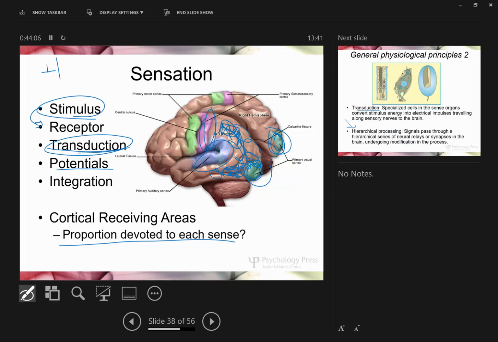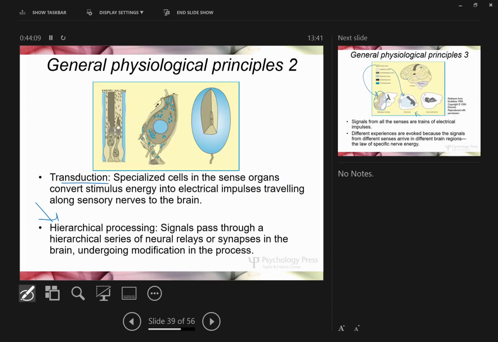All right, what else do we need to think about here? We've already talked about cortical receiving areas. That's not a big deal. Transduction, basically, this is very simple. We're taking a light wave, we're turning it into an electrical signal. We're taking a sound wave, we're turning it into an electrical signal. We're taking a molecule of salt, and we're turning it into an electrical signal, right? Whatever that sensory stimulus is, we've got to turn that into an electrical signal. Your brain runs on electrical signals.